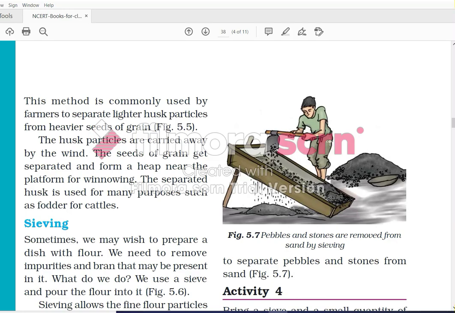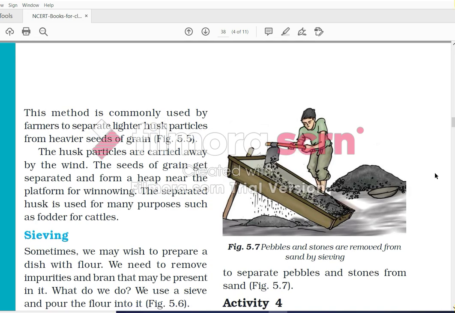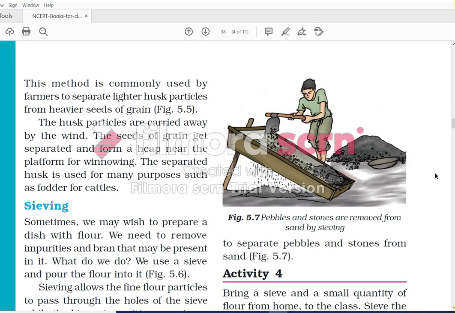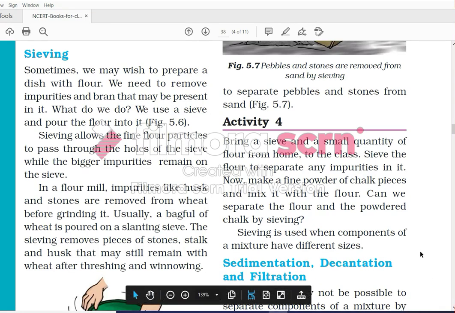So here, as we see in the winnowing process, the left out husk is eaten by the animals. So we can say that both the things, the seed separated as well as the husk, are used for useful work. Now the next is sieving.